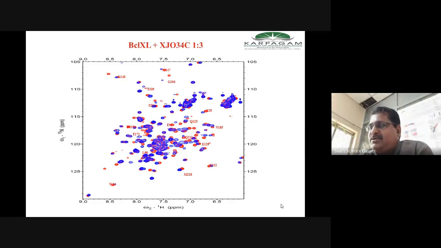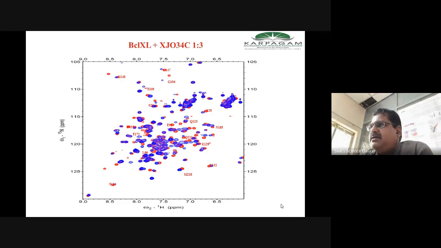Okay, I will address the questions very clearly now. I have all the slides, I hope. Here I'm showing the 2-dimensional NMR spectra. This spectrum is called HSQC, nitrogen-15 HSQC. You can see a number of spots. I don't know how many of you are very familiar with that. The technique is very simple, but you should have the basic knowledge about NMR.